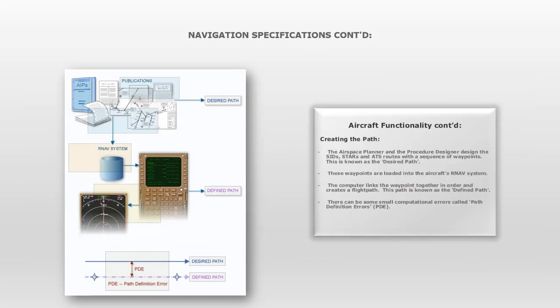Aircraft functionality. Continue. Creating the path. The airspace planner and the procedure designer design the standard instrument departures, standard terminal arrival routes and ATS routes with a sequence of waypoints. This is known as the desired path. These waypoints are loaded into the aircraft's RNAV system. The computer links the waypoints together in order and creates a flight path. This path is known as the defined path. There can be some small computational errors called path definition errors.